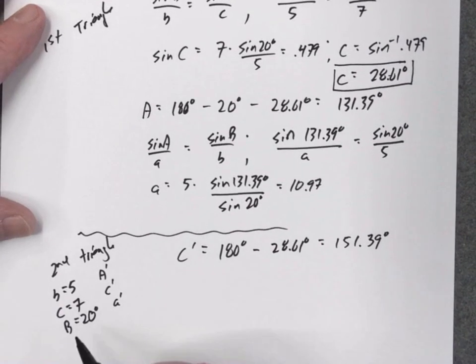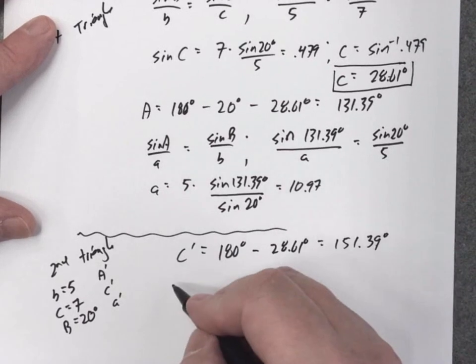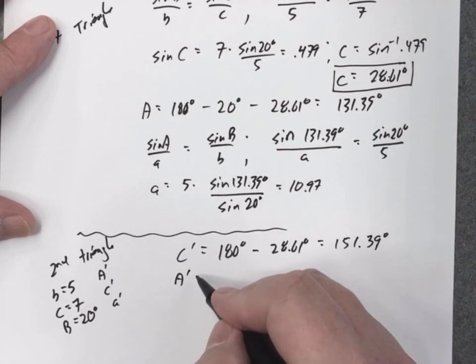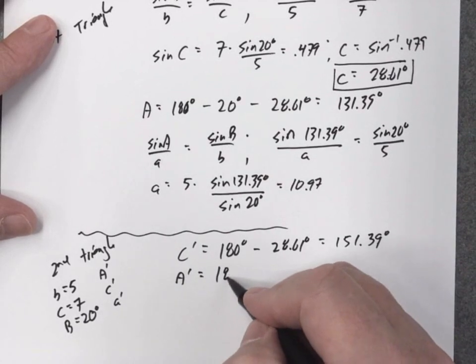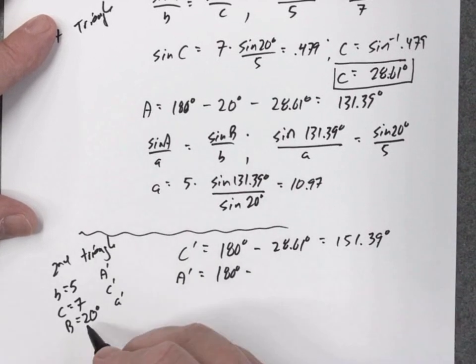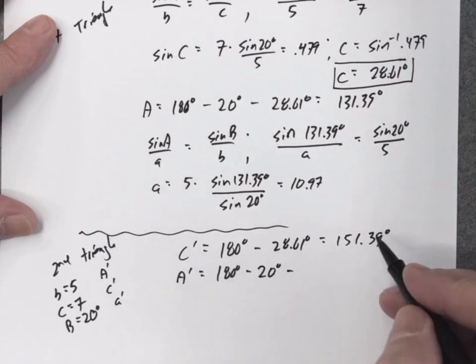So now if I know angle B and angle C of my second triangle, I can now figure out angle A of my second triangle. It's just going to be 180 degrees minus angle B minus angle C.